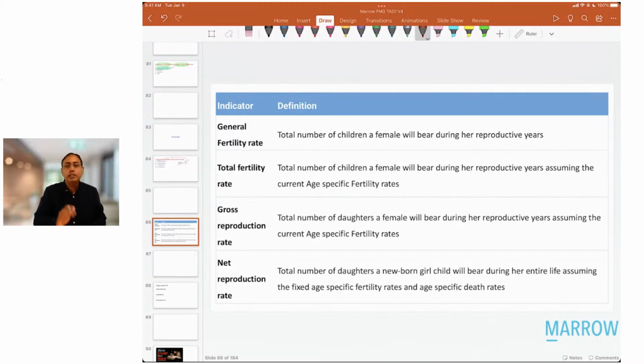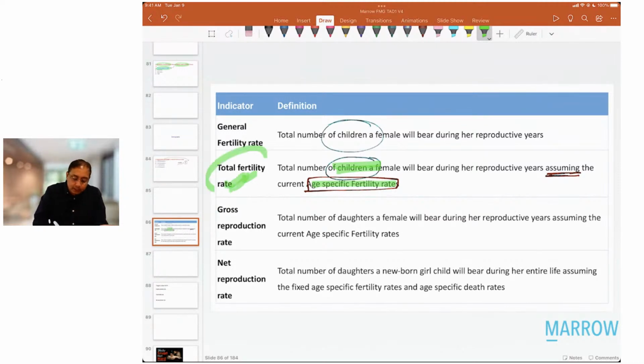What is GFR? It is the total number of children. Highlight करेंगे इस word को, total number of children a female will bear during her reproductive years. अगर इस definition को you complicate it, you see the total number of children. Highlight the word children. You're talking about the children. Total number of children a female will bear during her reproductive years. It's the same definition as GFR. Assuming, please underline, assuming the age-specific fertility rate. So if you see two things, that is number of children with age-specific fertility rate, it is called as total fertility rate. Which is better indicator, GFR or TFR? TFR is much better than GFR.